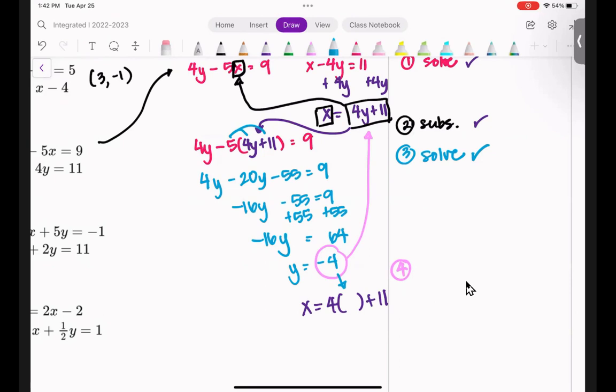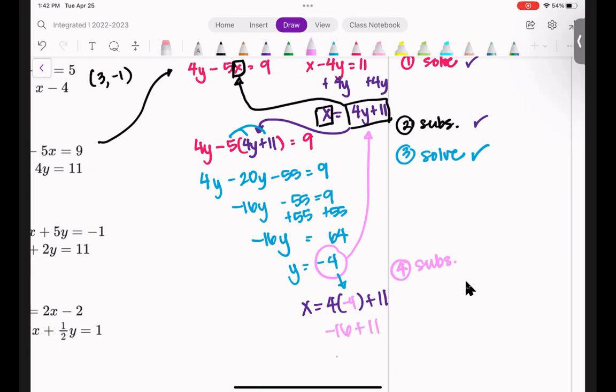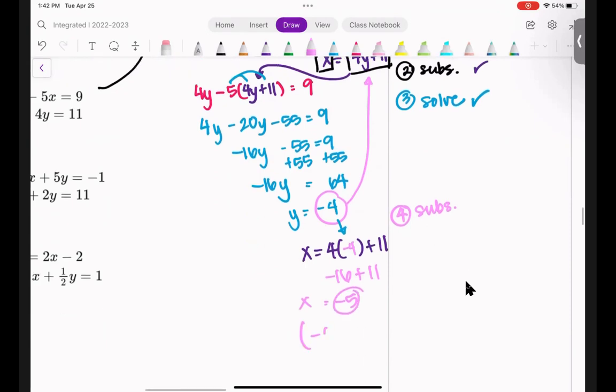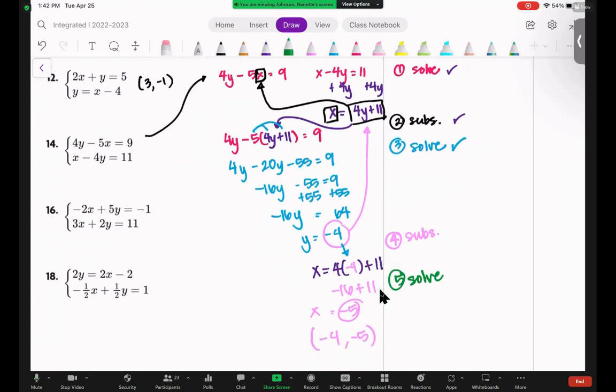And I forgot to write substitution. So I put -4. So I get -16 plus 11, which I believe is -5, which is what one of your classmates originally said. So I'm going to write -4, -5. Oops, I forgot to say the last step right here. This is solve. So when you're using substitution, you solve, you substitute, you solve, you substitute, you solve. Yeah, you do some simplifying in between there, but in general, that's all you're doing, right?